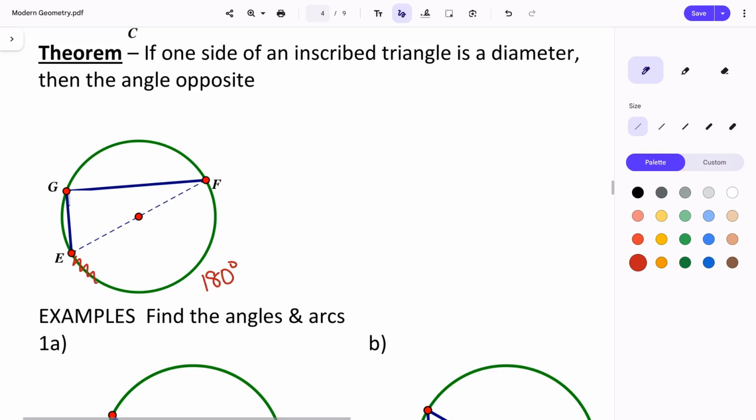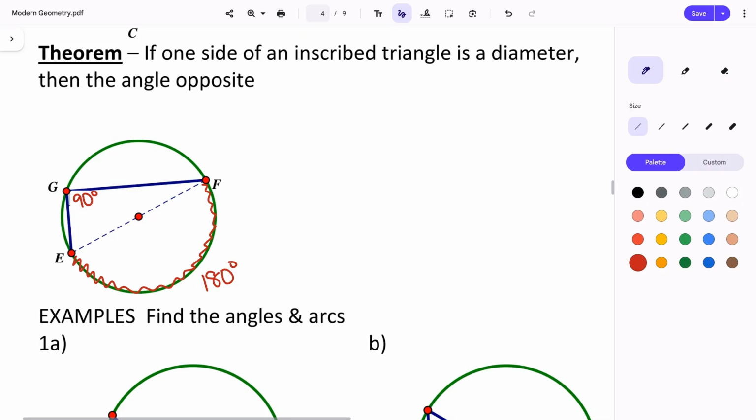Okay, from here all the way over. So how would you guys figure out how much G is if that's the inscribed angle? Half that. What is half of 180? 90. That's always going to happen. If you have a diameter and you're trying to go to the angle that's inscribed and it's hitting that diameter, it's always going to be half.